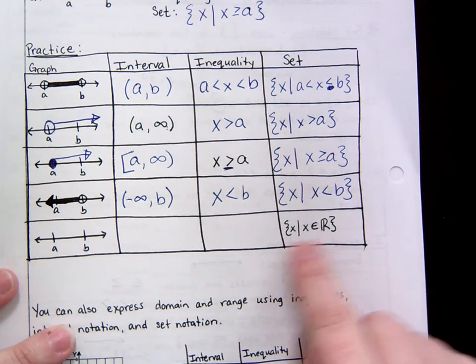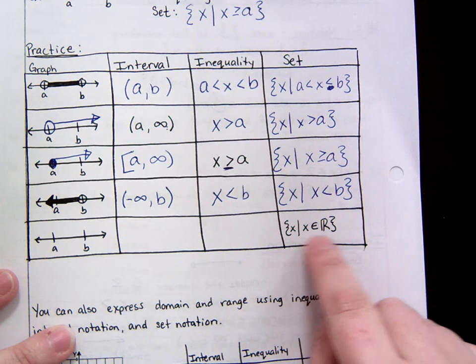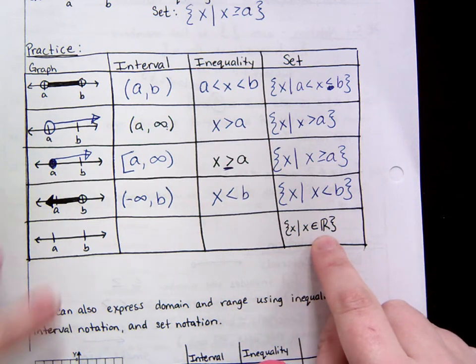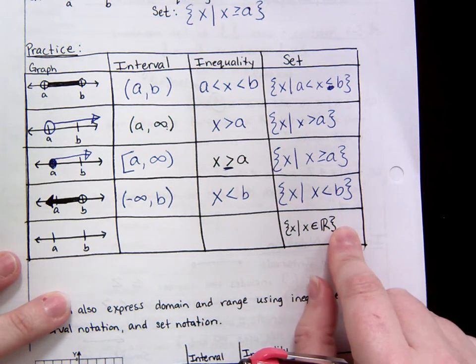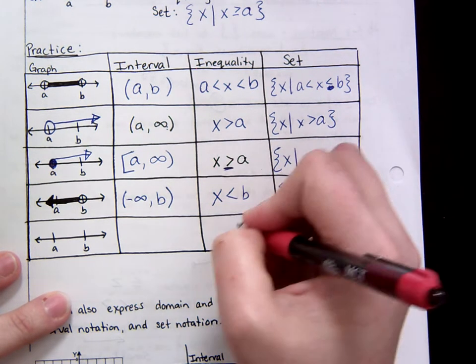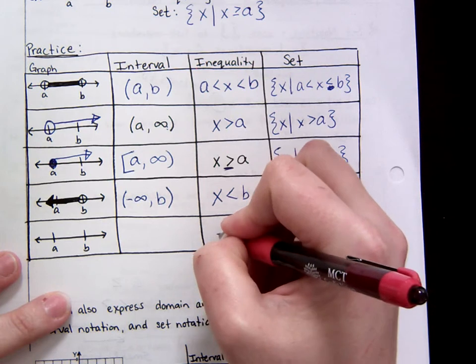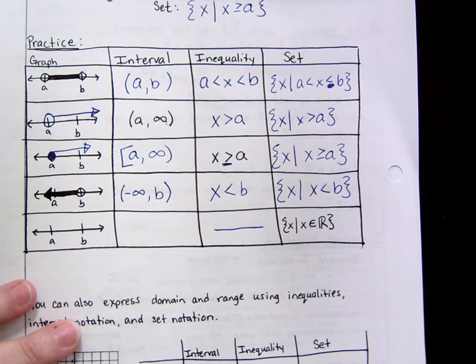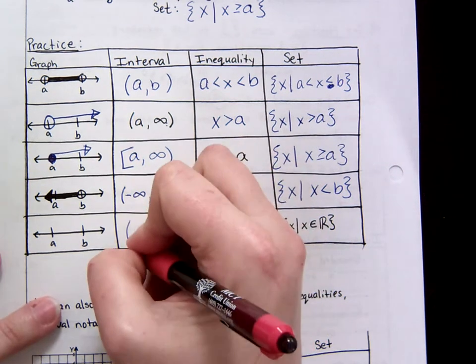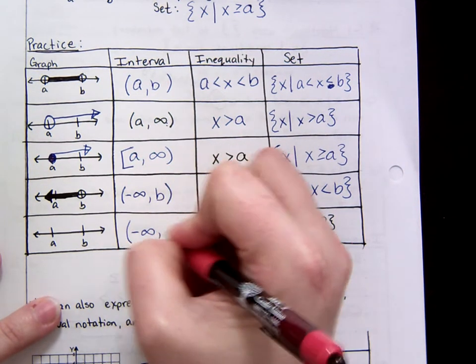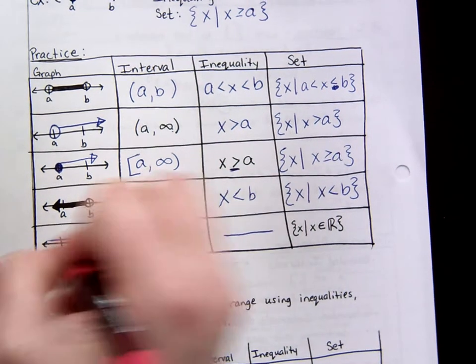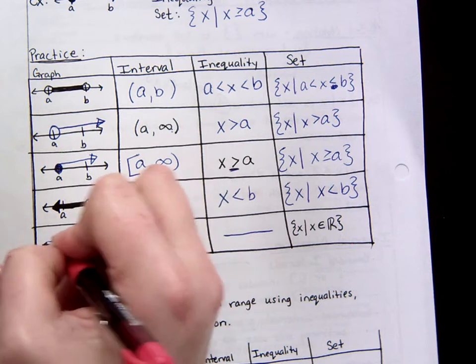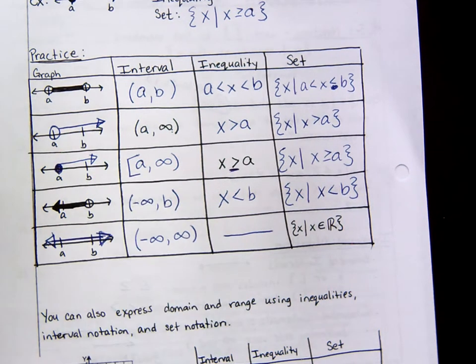Now this last one says that x is an element of the real number set, so it's all real numbers. If it's all real numbers, some people like to do an inequality for it. I don't like to do an inequality for all real numbers. Interval notation for this would go from negative infinity to positive infinity. And the number line would be unbound on both sides.